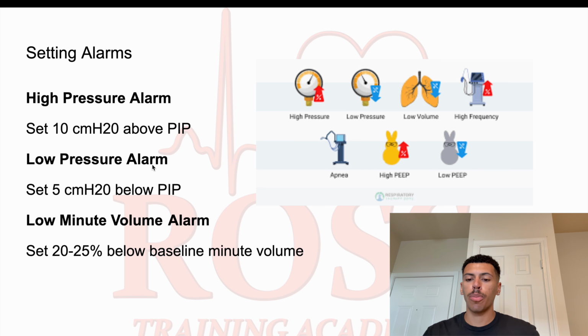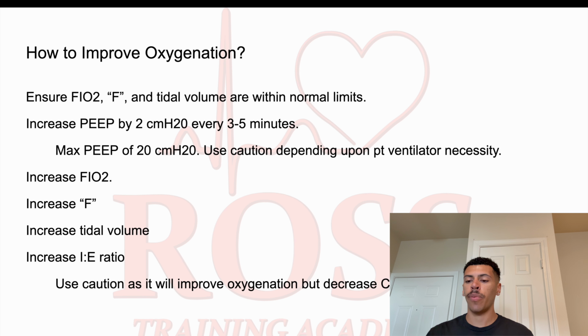Then with our low pressure alarm, we're just going to find what our average PIP is, that same 35, 36, whatever that average number was for us, and we're just going to set it 5 below, and that'll give us our low pressure alarm. And then we have our low minute volume alarm, and we're going to set that 20 to 25% below the patient's baseline minute volume.